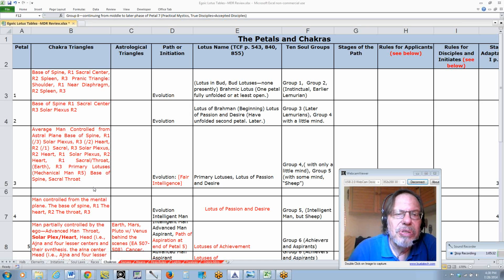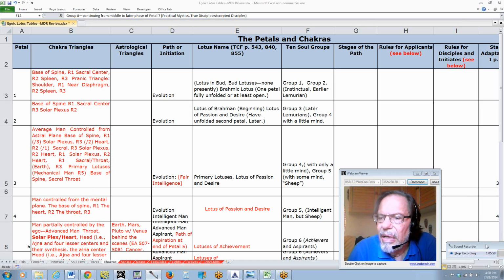Now, primary lotuses, we might call them sort of mechanical man with a lot of ray 5, probably a group coming from Vulcan: base of the spine, sacral center, and throat. They don't have the solar plexus development. So there are many possible combinations here. Now man is increasingly controlled from the mental plane.